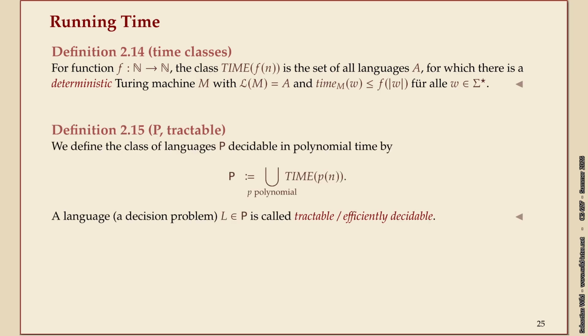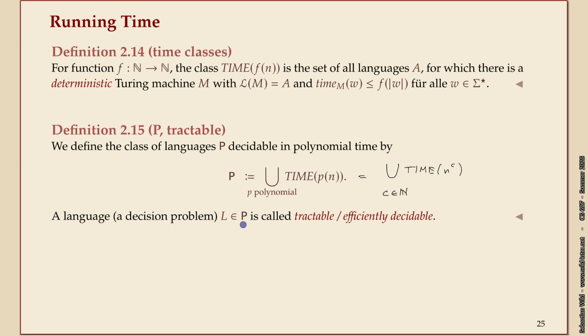And based on that, we can define the class P, which is the union of all these time classes for all polynomials. So all polynomial functions. Effectively, you could have written this as the union over all constants C, and then it's TIME of n to the C. It's a bit more convenient sometimes to write it like this. But effectively, there must be an upper bound on the running time of the form n to a constant. n to 1,000 is fine. Any constant C is fine, but it has to be a constant, not grow with n.